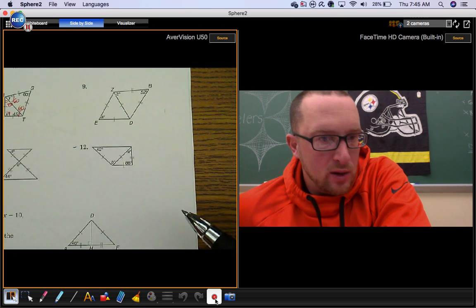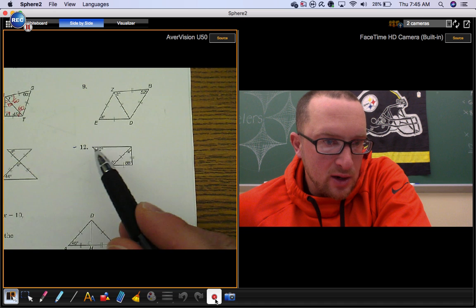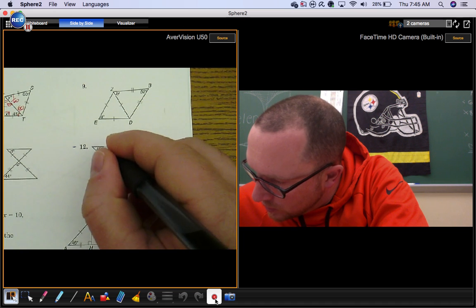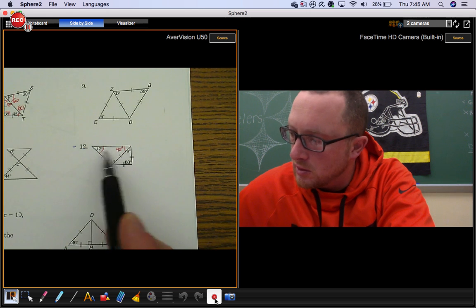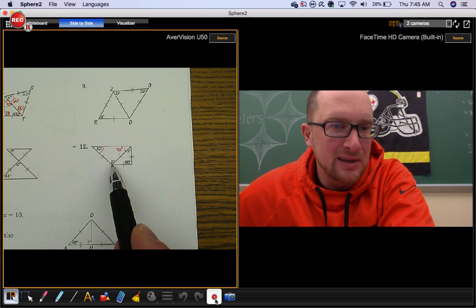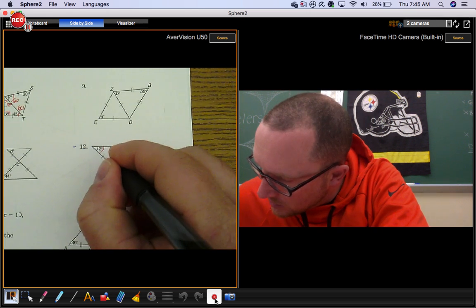Skip over to number 12. Here's an isosceles triangle. That's a base angle of 42 degrees. That means this angle over here is 42 degrees. Total, that's 84 degrees. That leaves you with 96 degrees for this angle.